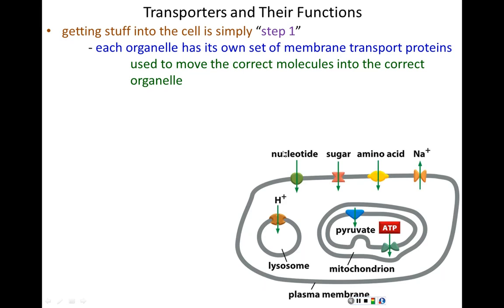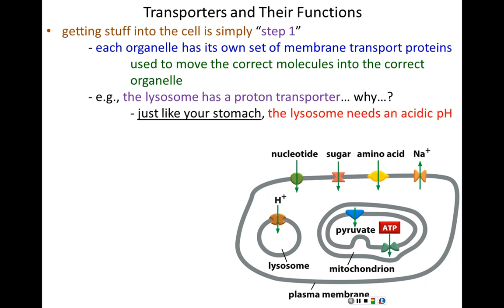So sure, we've got nucleotide transporters on the cell membrane, sugar transporters, amino acid transporters, we've got sodium pumps. Great! But that just gets this stuff into the cell. Different components need to get to different organelles. The lysosome, for example, has a proton transporter. Why do you think that is? Why do you think the lysosome has a proton transporter?